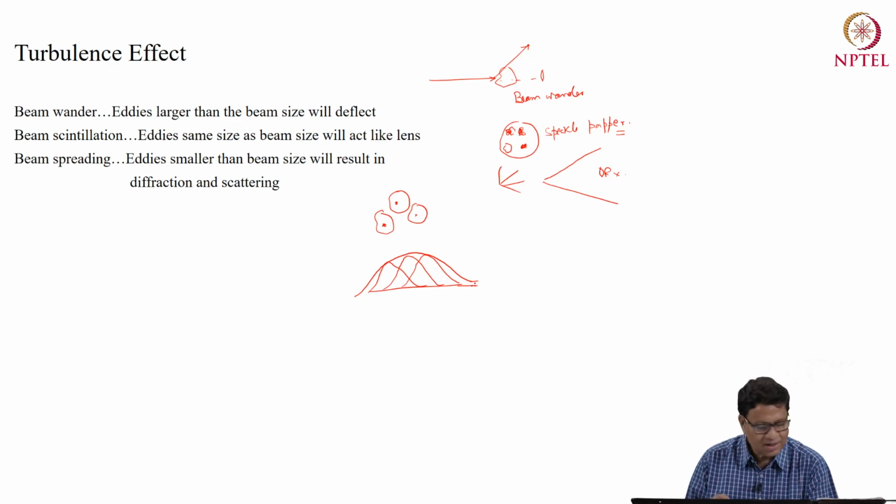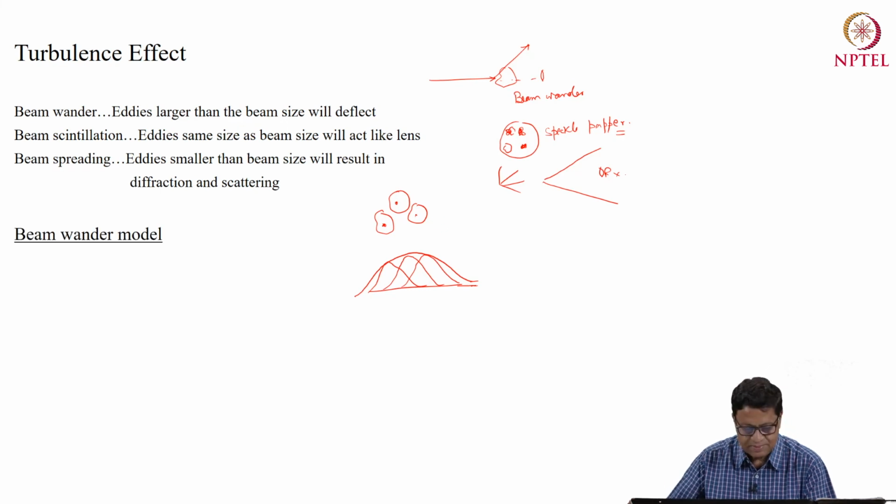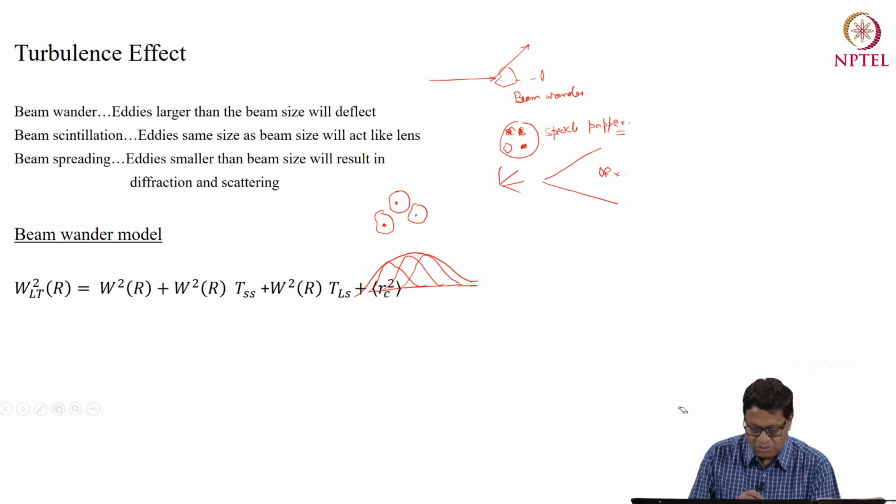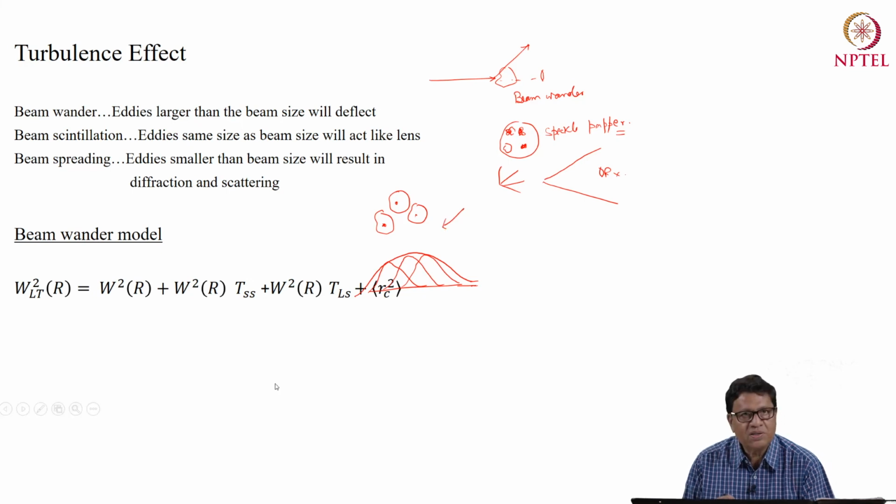So this is the movement of hotspots as the beam travels in the atmosphere. This happens because of the turbulence. If I try to model this beam wander, this is one effect which happens because of the movement of the hotspot.